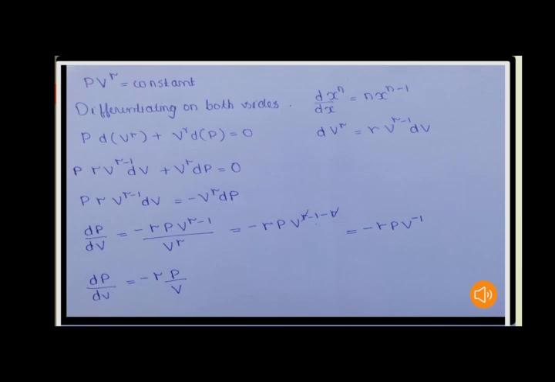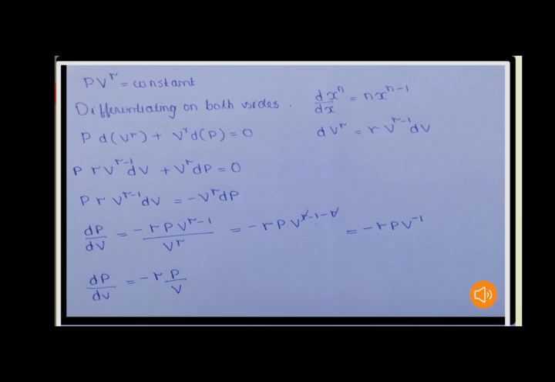P V raised to gamma equal to a constant. We need to find dP by dV, that will be our slope. For that, we need to differentiate the given equation. For that, here the first function is pressure and the second function is V raised to gamma. So the product rule is first function into derivative of second plus second function into derivative of first, and the derivative of a constant is equal to 0.